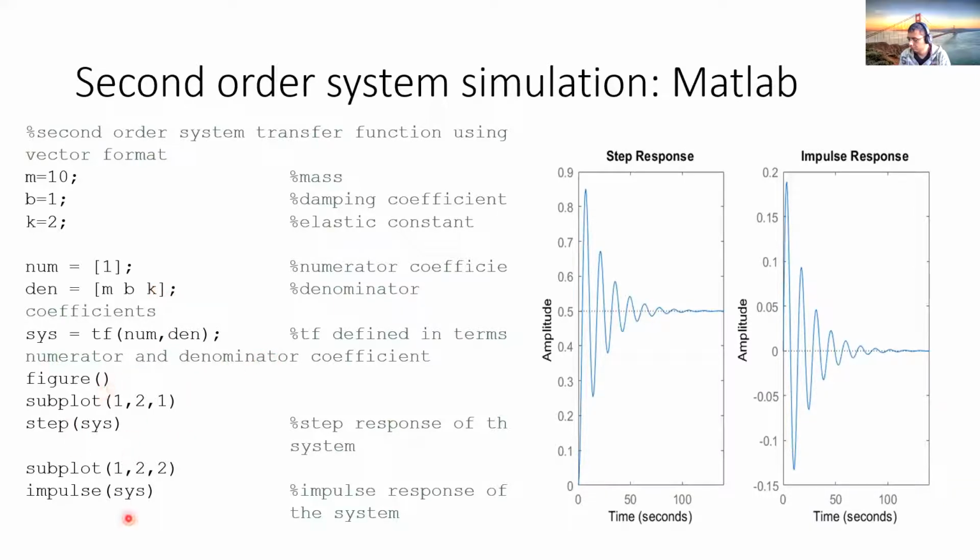Here, this is just like subplot, step and impulse. In this case, this is the step response. You see that it's really oscillatory. In this case, the impulse response goes to 0, but it's again really oscillatory.